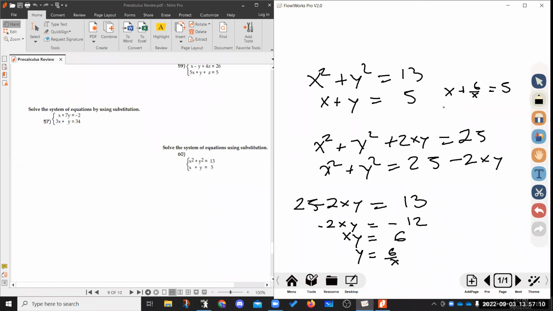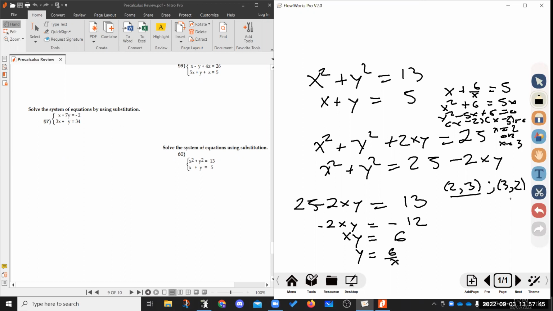I'm going to multiply everything by x. x squared plus 6 is equal to 5x. x squared minus 5x plus 6 is equal to 0. x minus 2 times x minus 3 is equal to 0. x equals 2 or x equals 3. So then I'm going to come back to y here and say if x is equal to 2, then 6 divided by 2 is going to be 3. If x is equal to 3, then 6 divided by 3 is going to be 2.